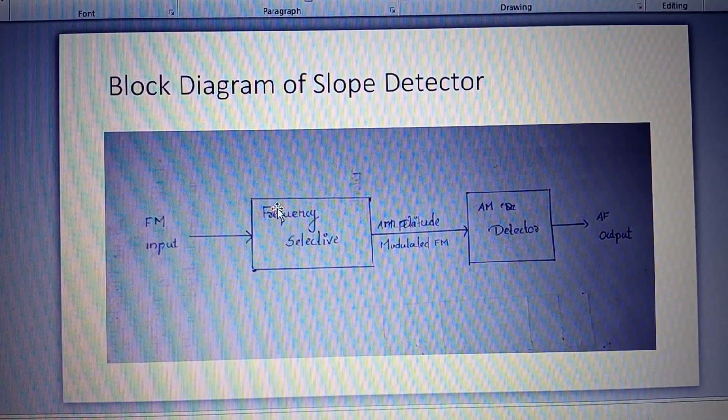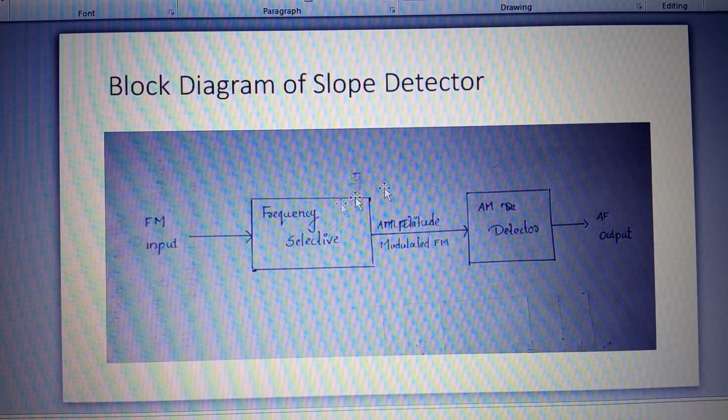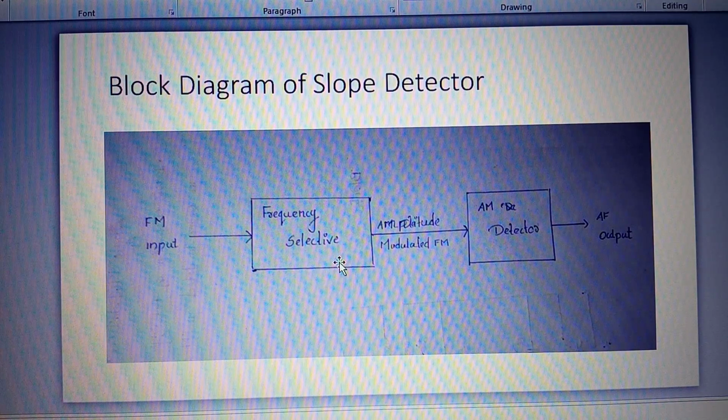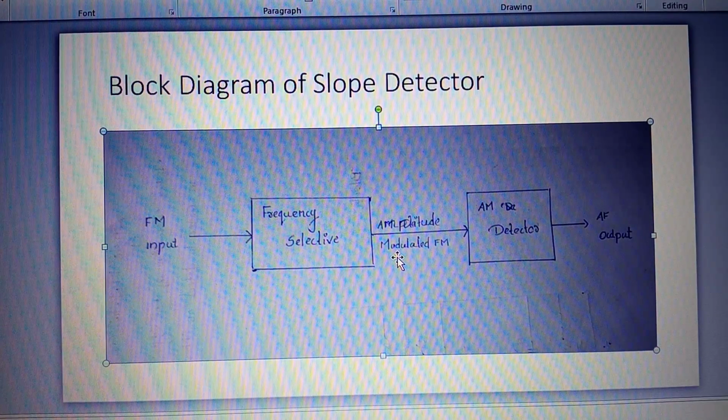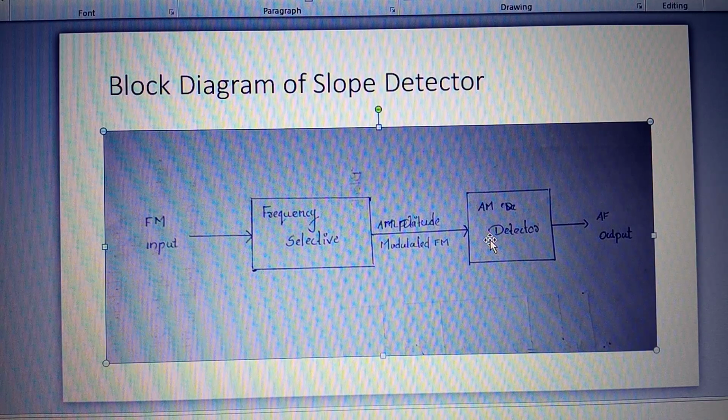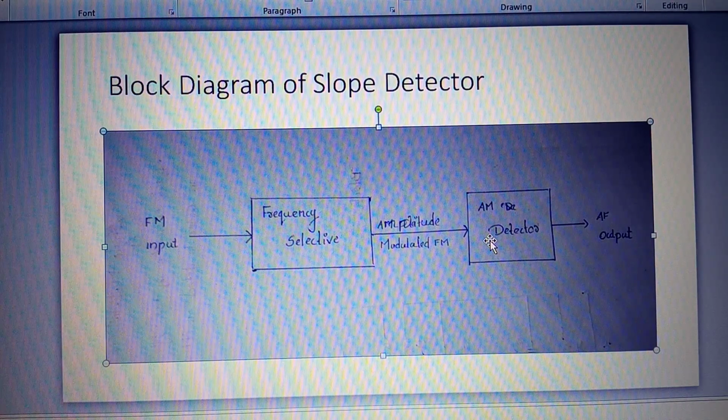So this is the block diagram of the slope detector. We can find that we have two main blocks: one is a frequency selective network followed by an AM detector. The input to the slope detector is an FM modulated wave that goes to the frequency selective network, and the output of the frequency selective network is an amplitude modulated FM. So it is a mixture of AM and FM which we provide as an input to the AM detector, and we can find that the output is going to be the modulating signal.